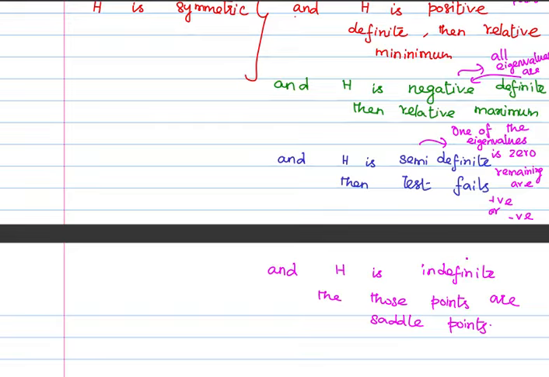What does it mean for H to be indefinite? H is indefinite means the eigenvalues have different signs. That is, some of the eigenvalues are positive and some are negative. That is when we call H indefinite.